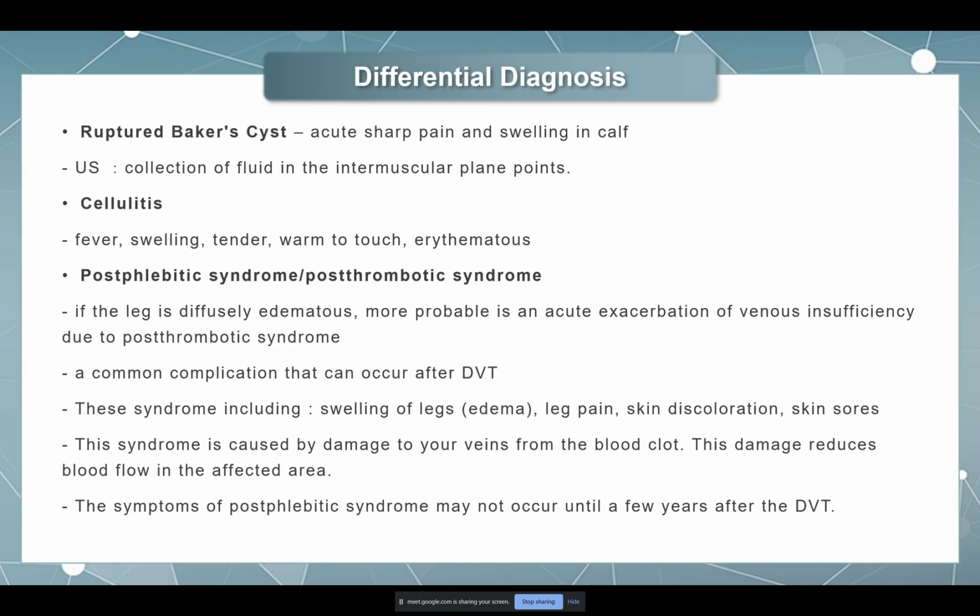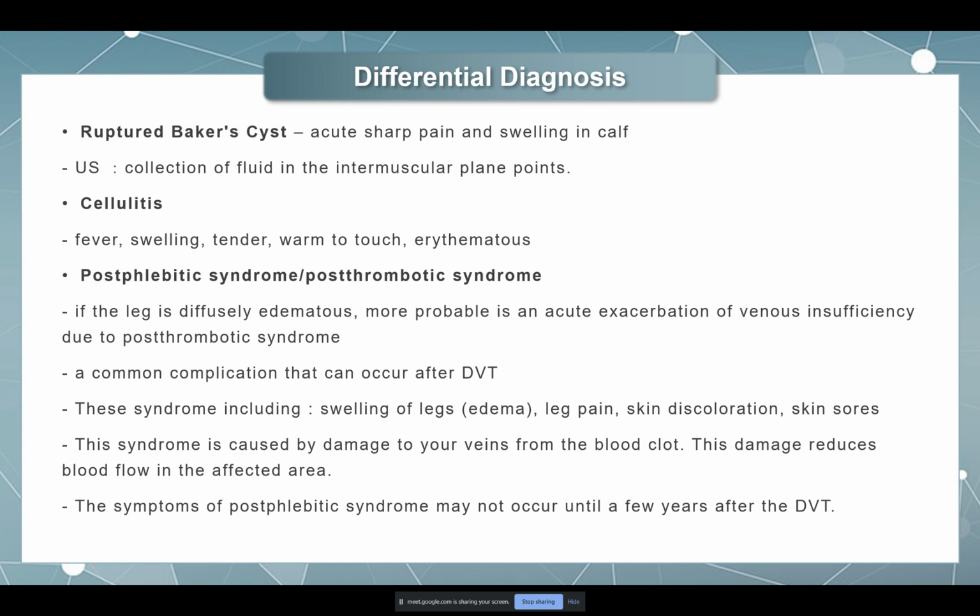So next one is differential diagnosis. So rupture Baker cyst, patient actually presented with acute sharp pain and swelling in calf. So ultrasound can confirm this differential diagnosis lah. Usually collection of fluid in the intermuscular plane will be shown. Next, cellulitis. So patient presented with swelling, tender, warm to touch, erythematous. Some patients will have fever. So this one we can confirm with our blood test.